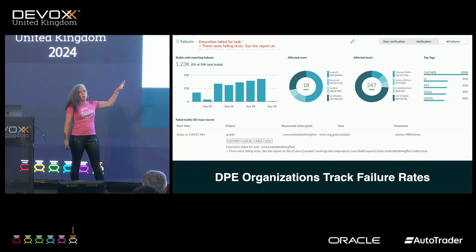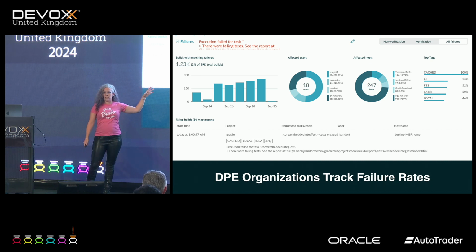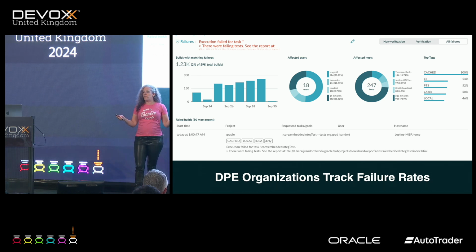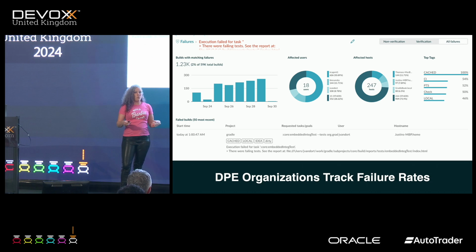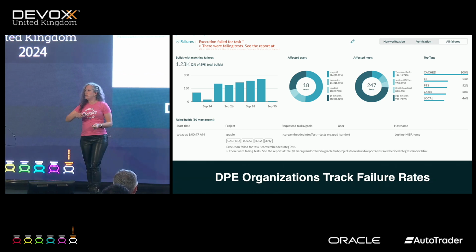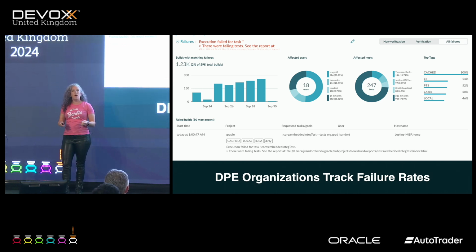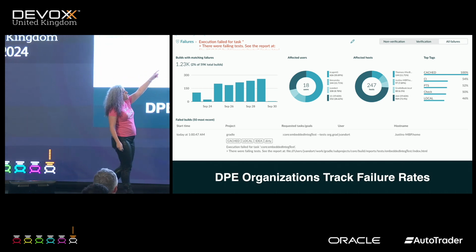Now, if you're a DPE organization, a 10x organization, you're going to be using this kind of data to track what's going on in your organization. Presumably you have some sort of metrics on what's happening in CI. But presumably, you don't really have metrics on the number of failures on local machines, or what's causing the failures on local machines, or how many users are impacted by a specific failure.